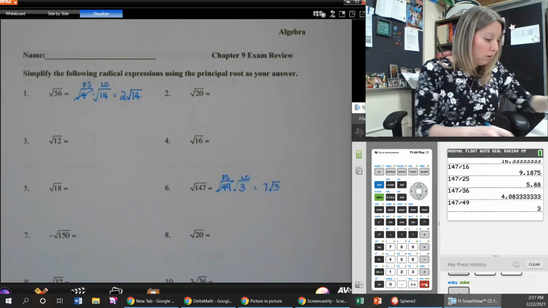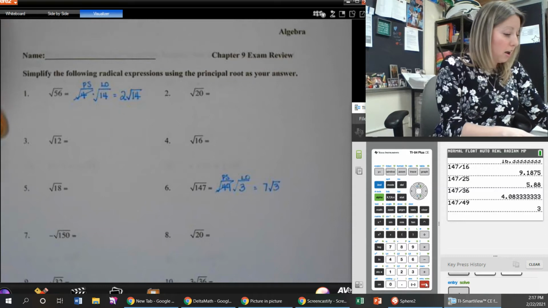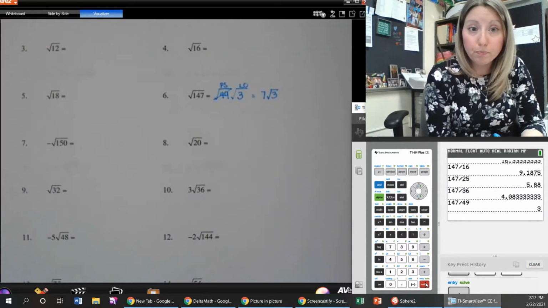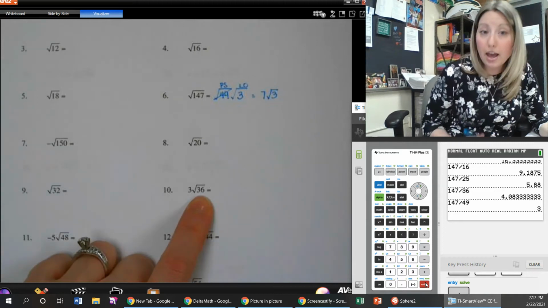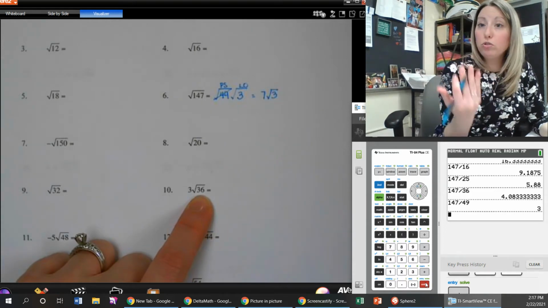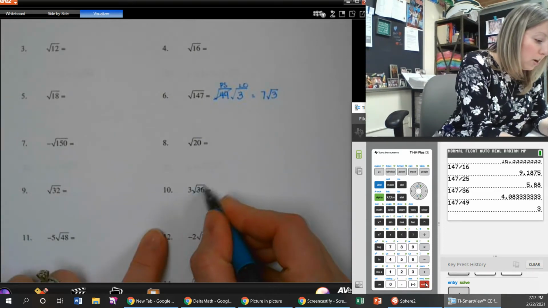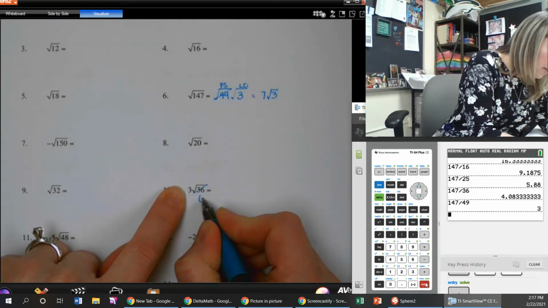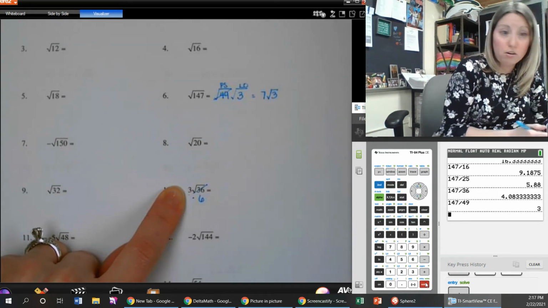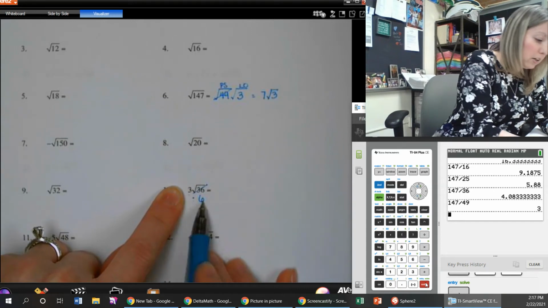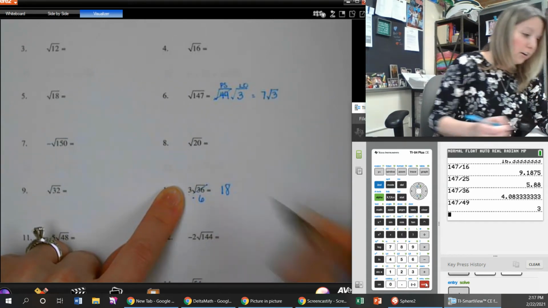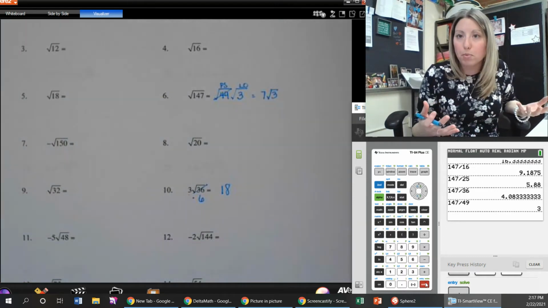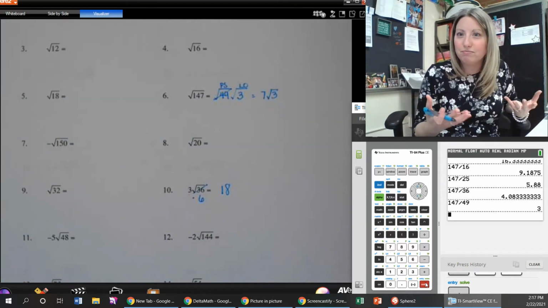Just a recall. If your number under the radical is a perfect square, like in number 10, then what you do is you take that square root, and if there is already a coefficient, you multiply that square root by the coefficient. So 3 times 6 is 18. There's my answer, and that's now rational because it's a whole number. It's an integer, right? It's a rational number.